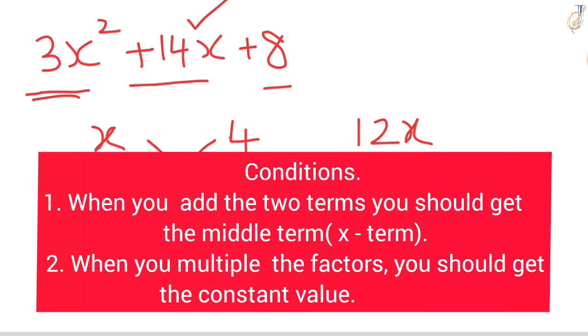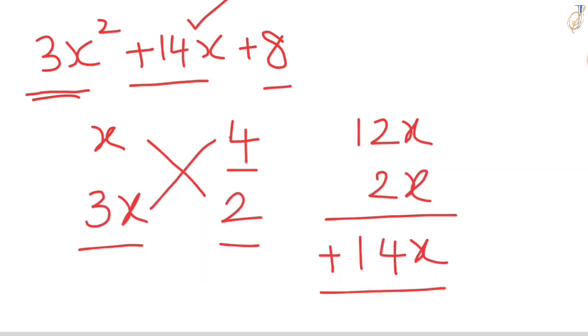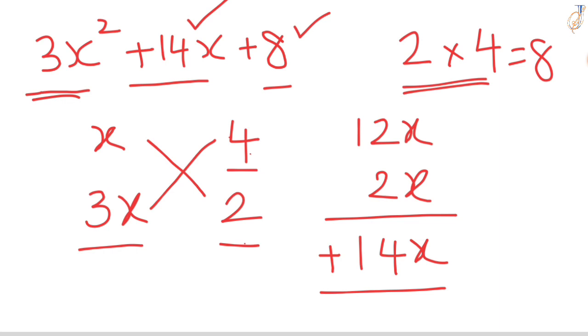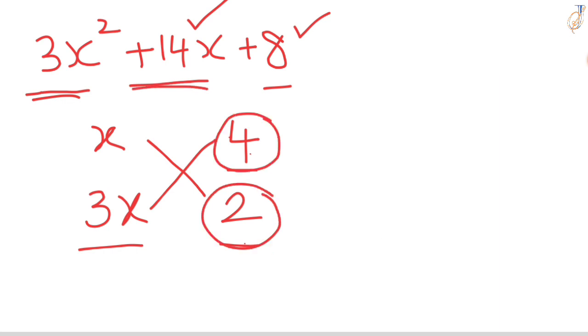Now check the second condition. The second condition is when you multiply these two numbers, which are 2 and 4, these are the factors. When you multiply these two, you will get 8. So the second condition is also satisfied. Here 4 means plus 4. Here 2 means plus 2.